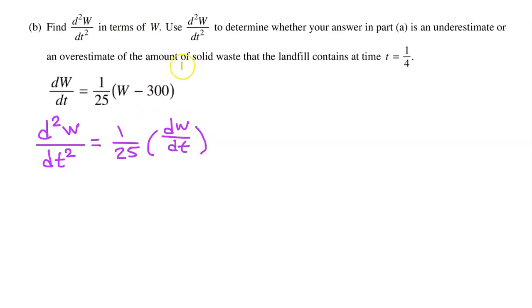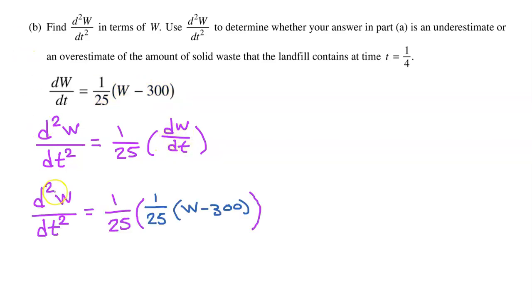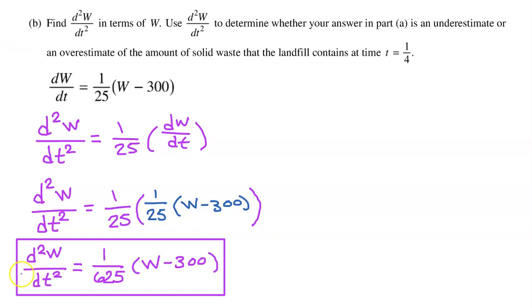However, we have this nice expression for dW/dt right here. So instead of writing dW/dt, let's replace it with this expression. This is an expression for the second derivative. We can simplify it a little bit by multiplying 1/25 times 1/25. So that's the first part of what they asked us to do. We found the second derivative in terms of W.